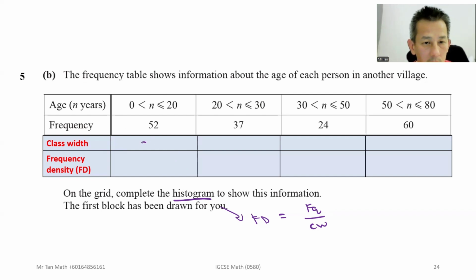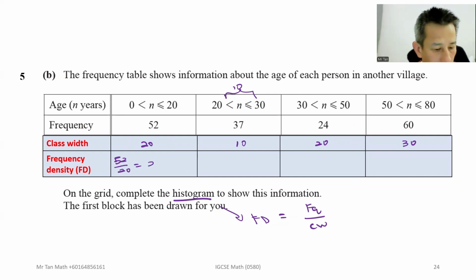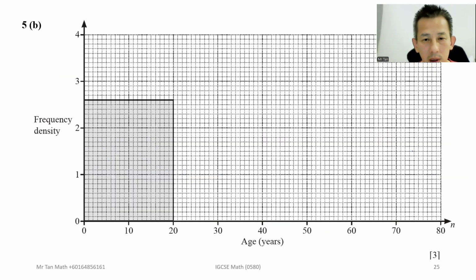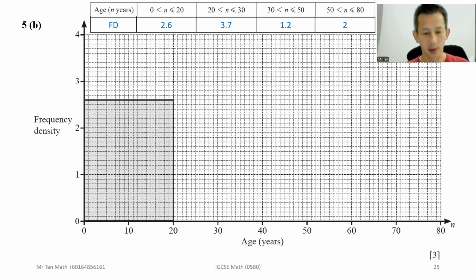So class width, this is 20. How big is 0 to 20? 20. Okay, this is 10. This will be another 20. And this will be 30. So frequency density, take 52 over 20, you get 2.6. You calculate the rest, you should get 3.7, 1.2, and 2. And now you can draw the diagram. 2.6 up to 20 is already here. And then 3.7 is up to 30, then 1.2, and then 2 up to 60, up to 80. So you just draw the histogram.